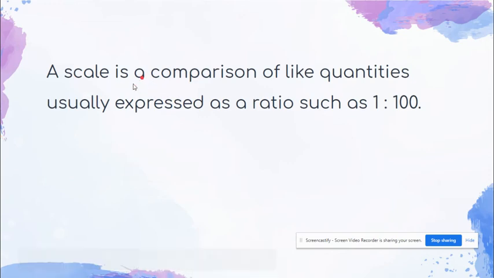Right, a scale is a comparison of like quantities, usually expressed as a ratio, which we've done before. For instance, 1 is to 100.